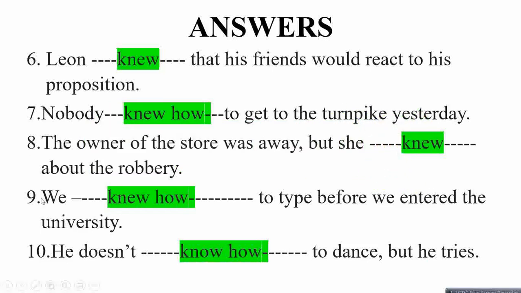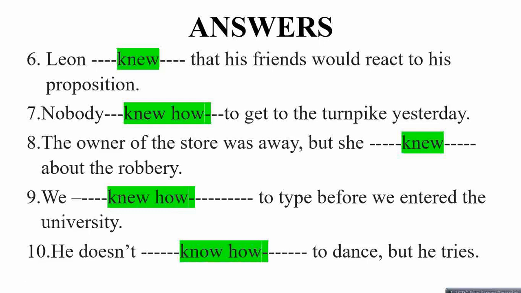Question 9. We knew how to type before we entered the university. So this is about past tense because of "entered". So the verb will be in the second form, which is knew. And since after the blank the verb is in infinitive form, you will have knew how here. So that's how you place your verb knew how in question 9.